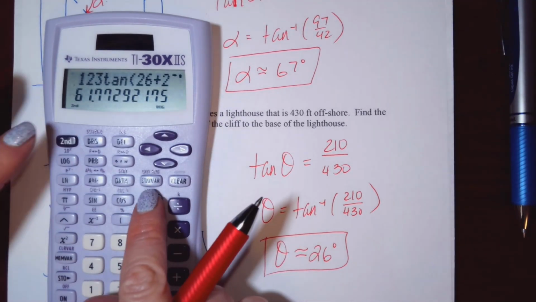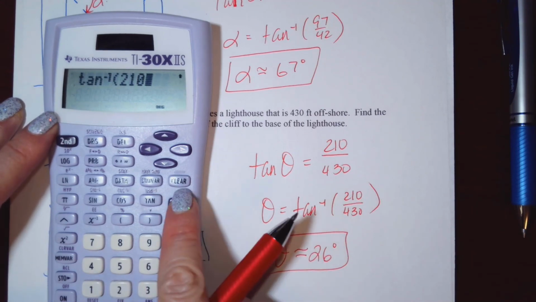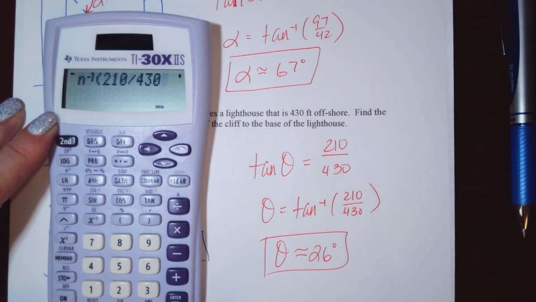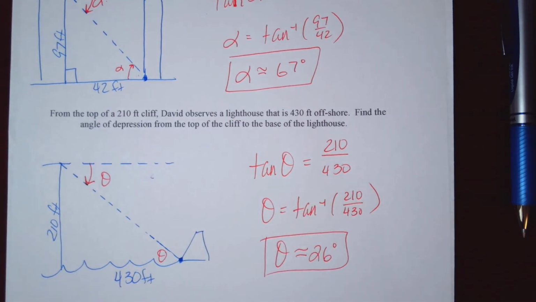Let's go ahead and verify that. Tangent inverse, I'm in degrees. 210 divided by 430. Yep, there we go. 26 degrees. Alright. Make sure you do a sketch, you label things carefully, and then go back to make sure that your answer makes sense.